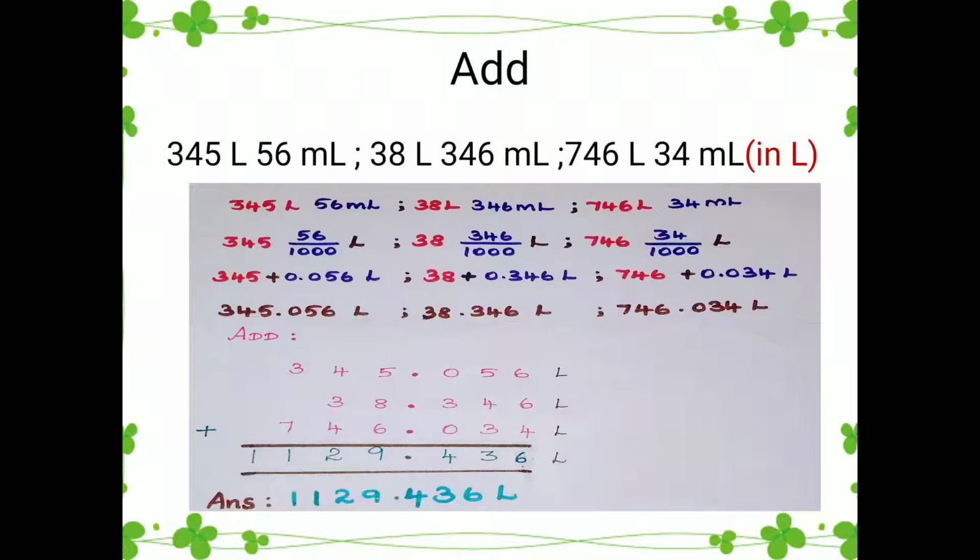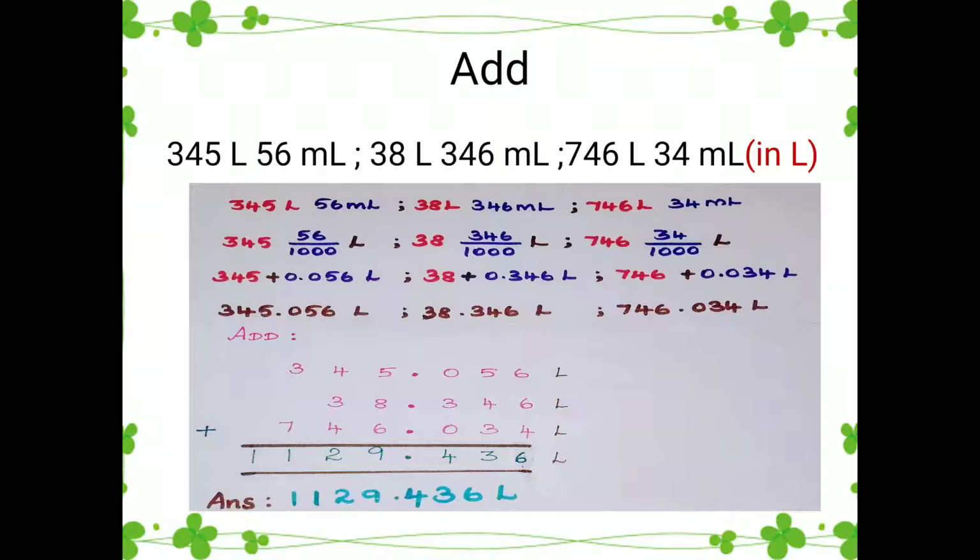345.056, 38.346 and 746.034. If you add, you will get the answer as 1129.436 liter. You should mention the liter while writing the answer. Then only you will not lose your mark. If you do not write that liter, definitely you will lose your mark. So keep that in your mind. Whenever you write the answer, mention the unit, whether liter or kilogram or gram, anything.